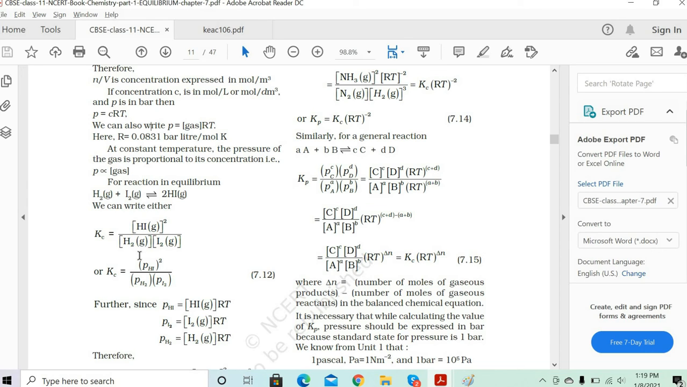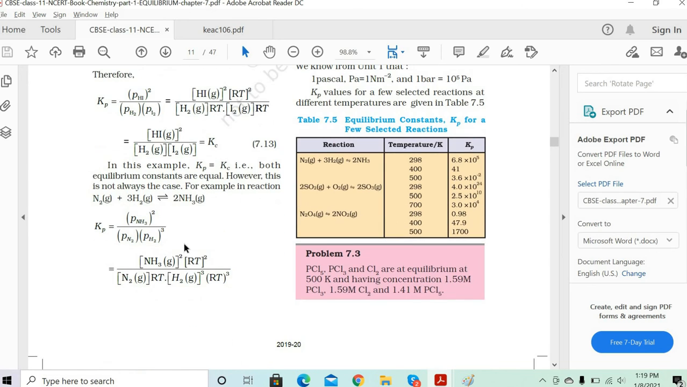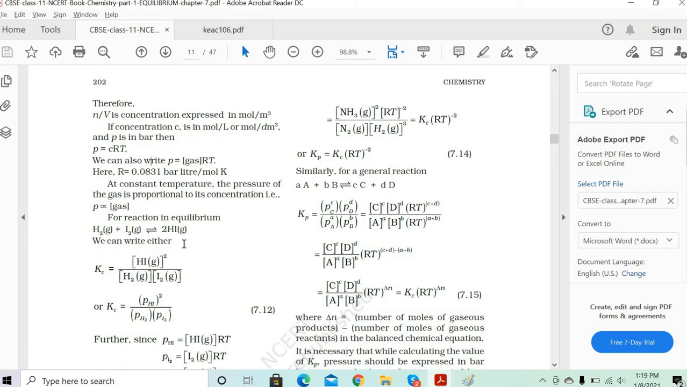Now P is directly equal to concentration. Okay, so let's try to understand how it is done. Now we'll try to derive the equation for it, and then we'll try to get the value of P and RT.